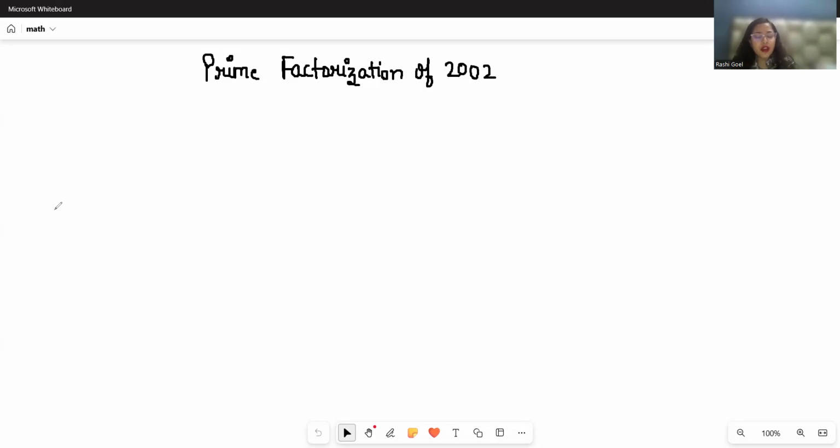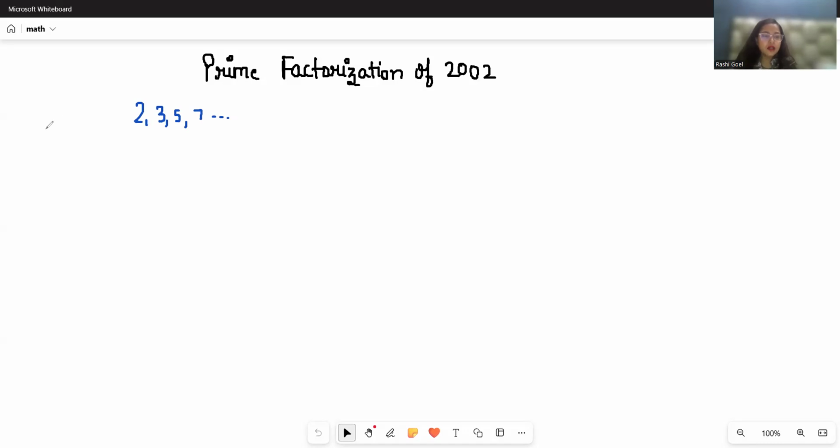So what is prime factorization? It means expressing a number as a product of its prime factors. Those indivisible numbers are 2, 3, 5, 7, and so on. In other words, we are finding out what prime numbers multiply together to give 2002.